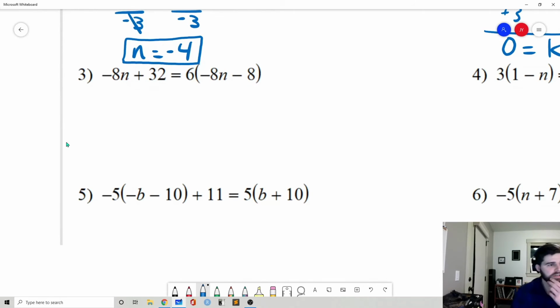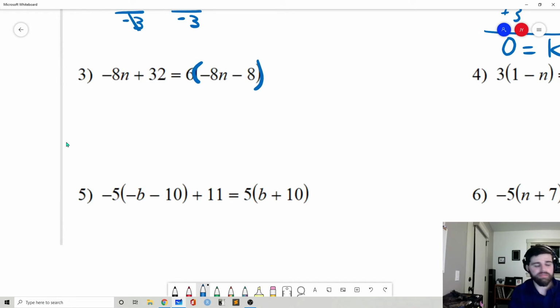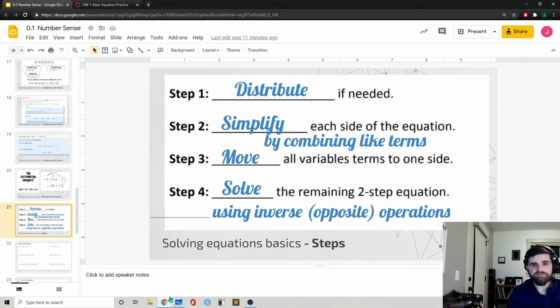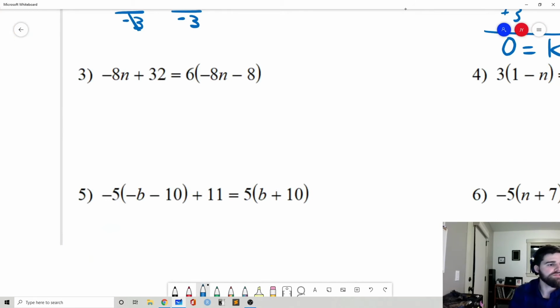All right, let's take a look at number 3, which is a little more complicated. I'm going to erase this to get some room. So this time we have some parentheses, so we want to deal with those first. Remember, our step-by-step distribute is always the first thing we should do. So I'm going to take this 6, I'm going to multiply through the parentheses. So I get 6 times negative 8, negative 48n. On the other side, we're just going to leave it. It's already simplified.